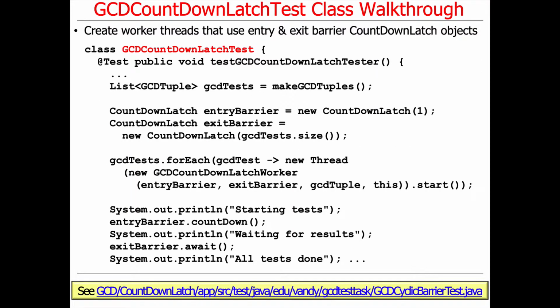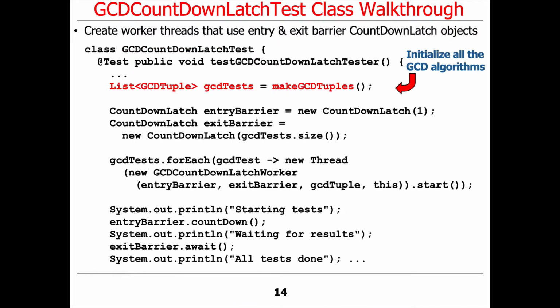Let's take a look first at the GCDCountDownLatchTest class. This is a JUnit test that creates worker threads that use entry and exit barrier CountDownLatch objects. You can see here that we call the makeGCDTuples factory method, which initializes the data structures that hold all the GCD algorithms.